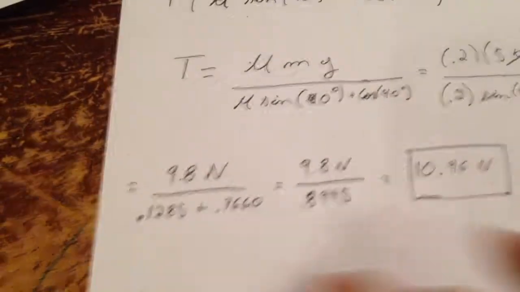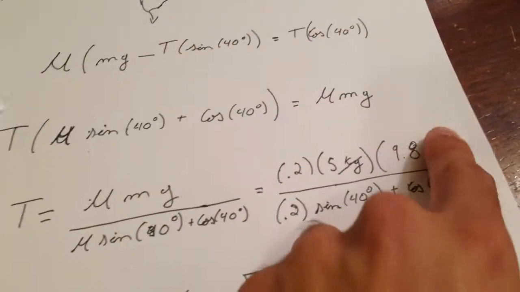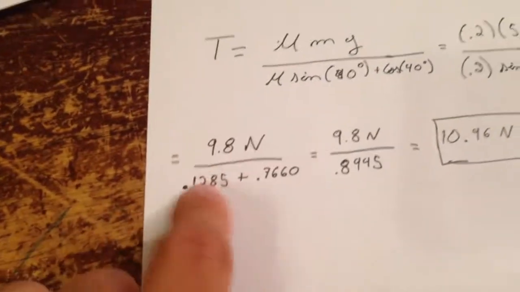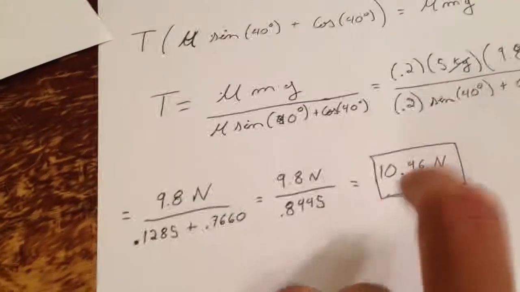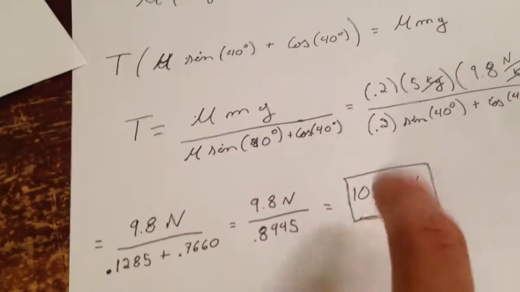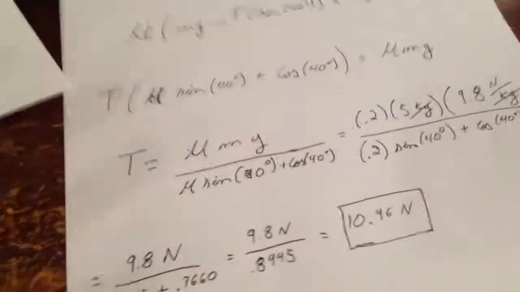If we do all the math here, we get something like this. The kilograms with kilograms will cancel. You have newtons left. This is 10.96 newtons. This is how much tension is in the rope while your friend Mike, your homie Mike, your brother Mike is pulling on that rope.